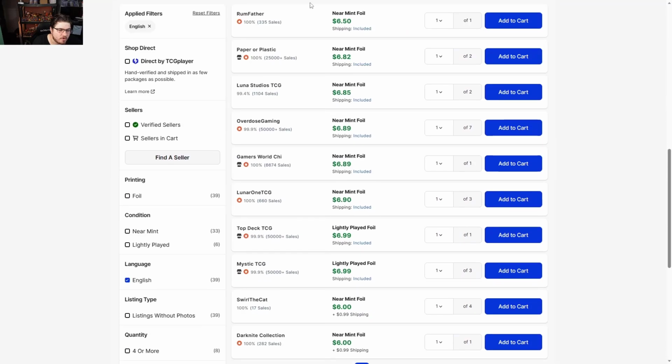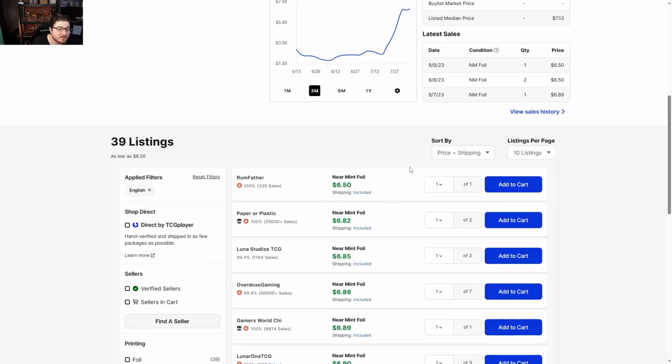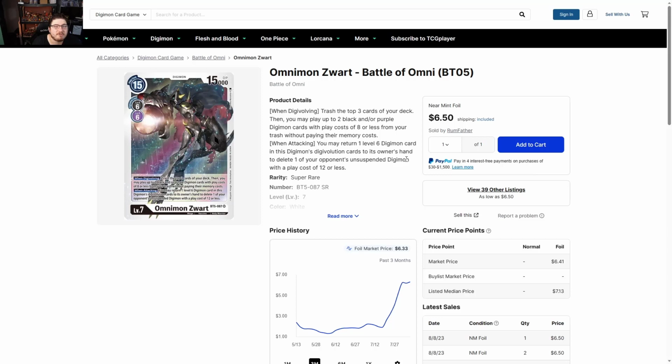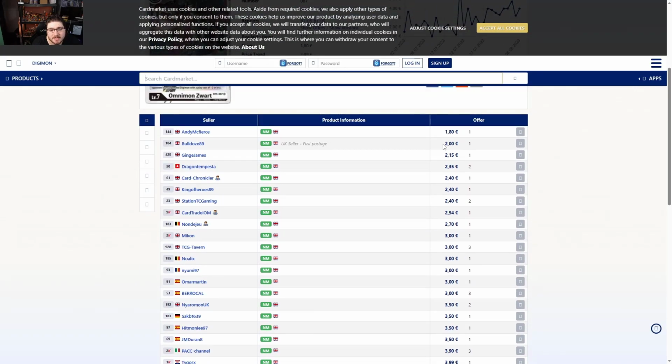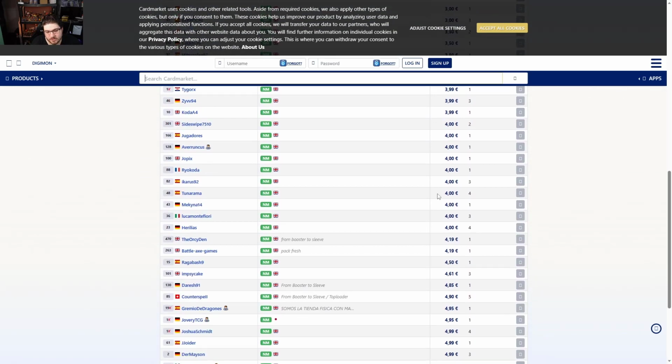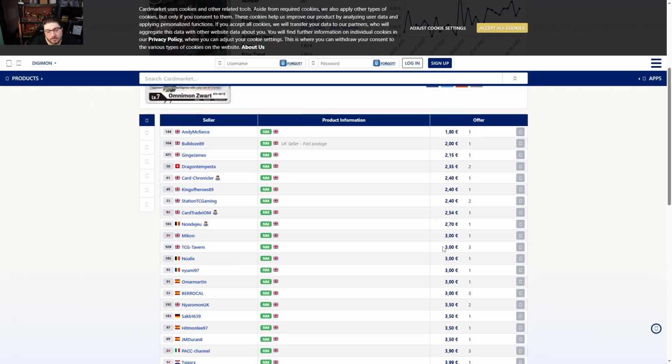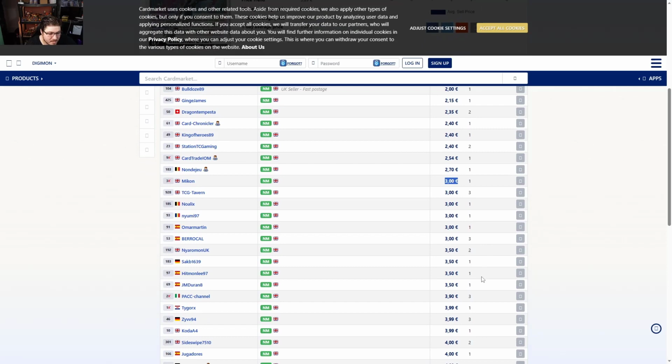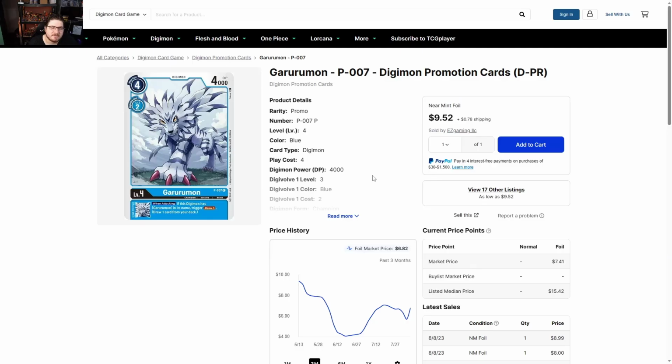But with Omnimon's Wart, it definitely looks like you're going to make some decent money. So if this has been sitting around in your binder for a while and you need some extra cash, $6.50 isn't something to scoff at. Maybe move it. Europe side looking like €2, €2.35, €2.40, €3. I mean, just to get a playset from one seller, it looks like €4 a pop. Or you could get three for €3 a pop and then pick up the fourth one for €3 too. So definitely there's multiple ways to get a playset of this.